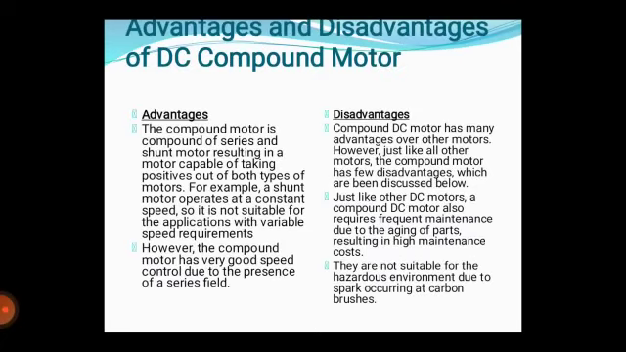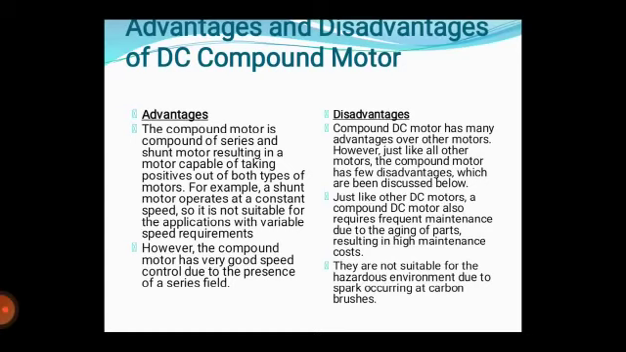The advantages and disadvantages of DC compound motors. Advantages: a shunt motor operates at a constant speed, so it is not suitable for applications requiring variable speed. However, the compound motors have very good control due to the presence of the series field.